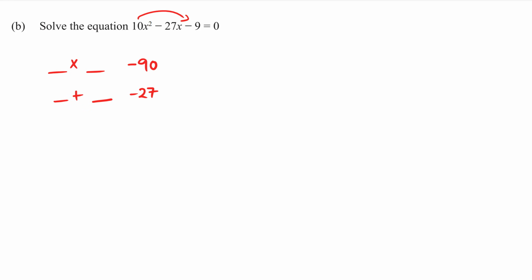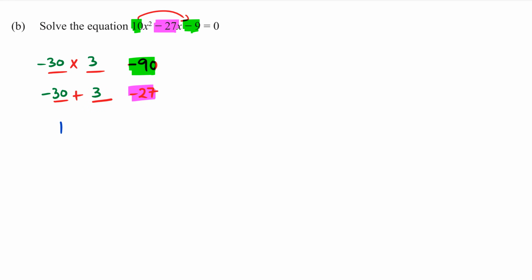But anyway, how we're going to do this is that we got this -90 from 10 times -9, and we have the -27 from here. So we're looking for two numbers that multiply to -90 and also add up to -27. In this case, I'm going to be looking at -30 and +3, and then -30 plus 3 is going to equal -27.